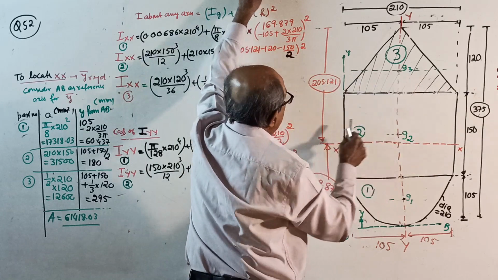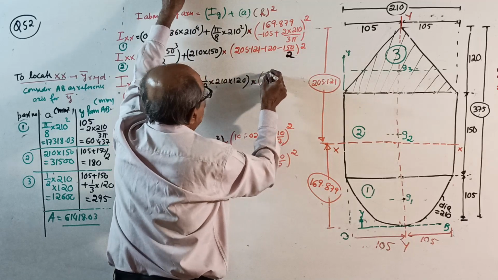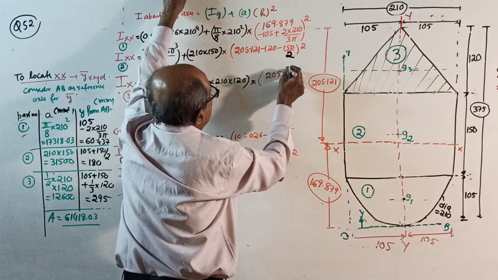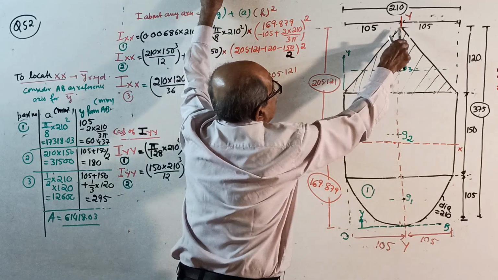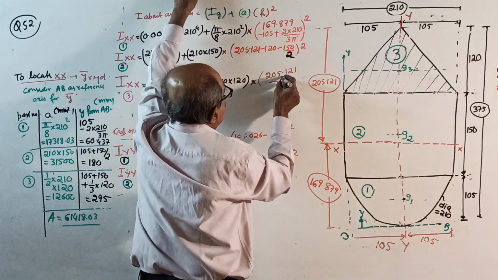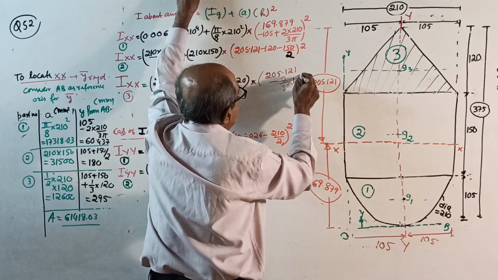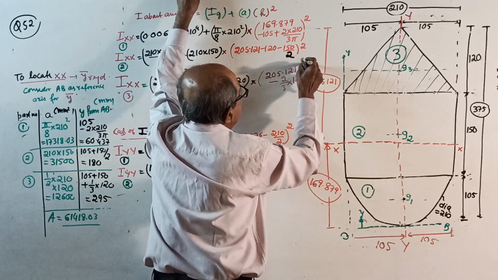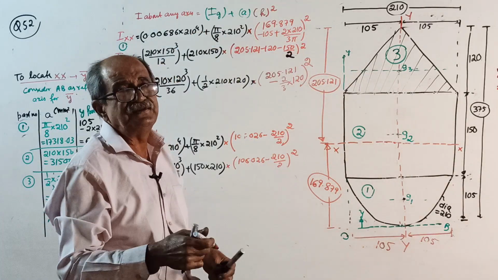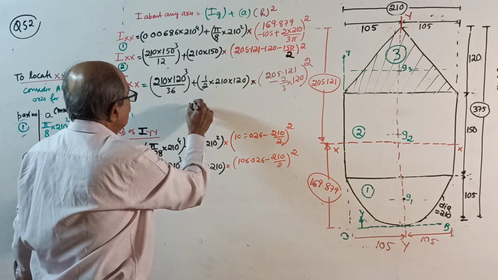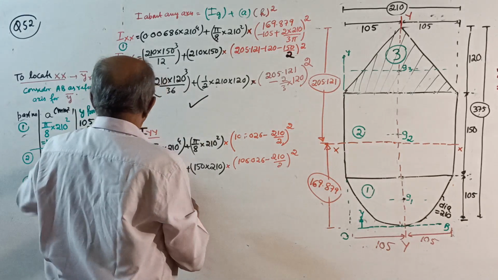This distance square is 205.121 minus from here to here is 2 by 3 of how much? 120. 120 whole square. Ink is little faint actually. Zoom and see. Okay, over. Now get the moment of inertia. Next, I about YY.